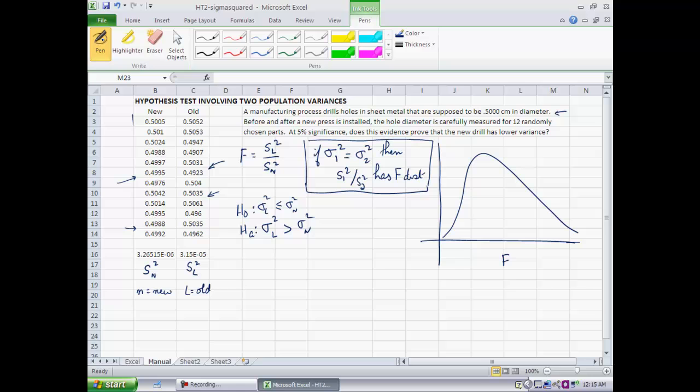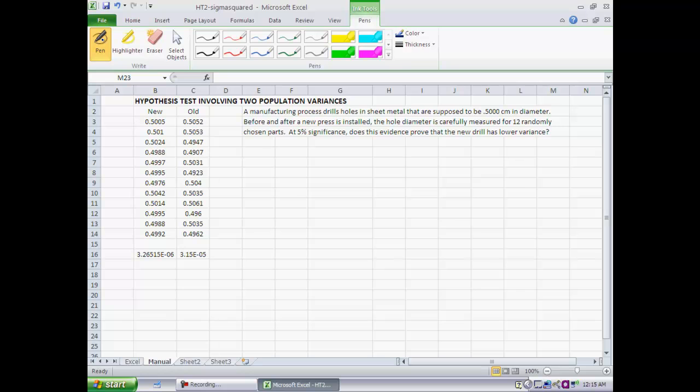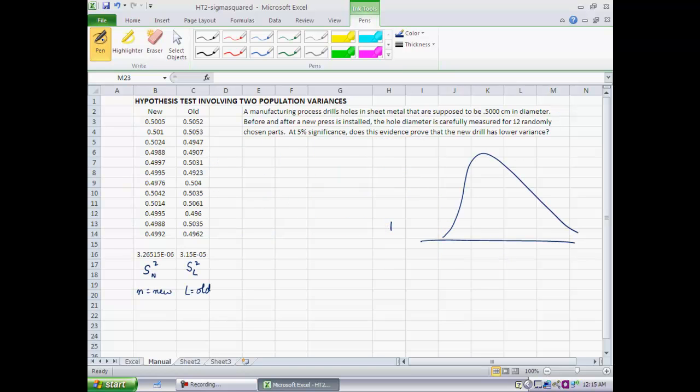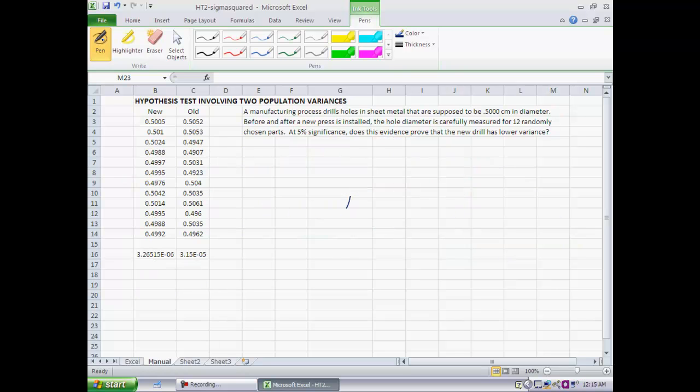Okay, so another way of saying the same thing is that sigma L squared divided by sigma squared n is greater than 1, and the null hypothesis, another way of stating this, is sigma squared L divided by sigma squared n is less than or equal to 1.